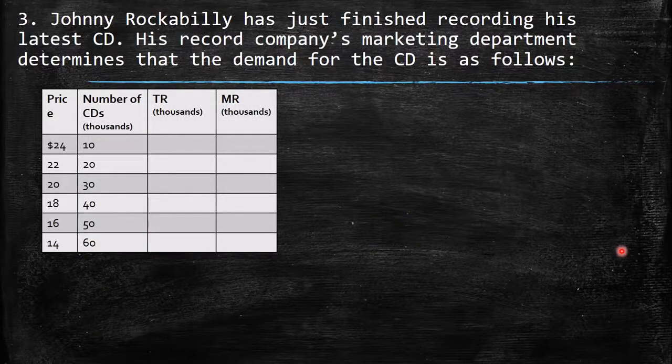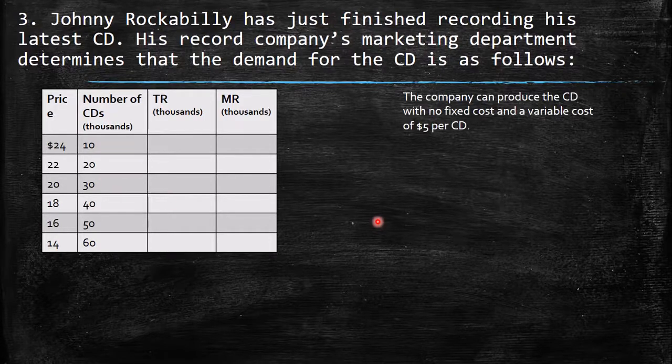Rockabilly has just finished recording his latest CD. His record company's marketing department determines that the demand for the CDs is as follows. In the book we have 10,000, but in order to avoid putting a lot of zeros, we just change it to 1,000. And naturally, we verify here how the price goes down as the number of CDs increases.